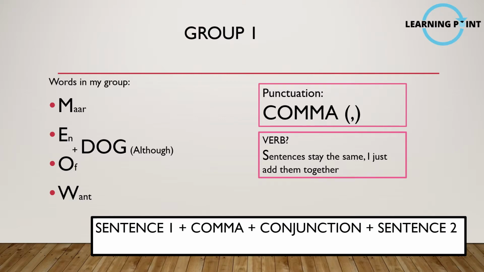So how do I build a sentence, or how do I join those sentences together? I take my first sentence, I write it down, then I add my punctuation. The punctuation always goes before my conjunction. Then I write down my conjunction, which might be maar, it might be of, it might be any one of those. And then I write down my sentence two, because my verb in the second sentence stays in the same place. So you just write down the second sentence.